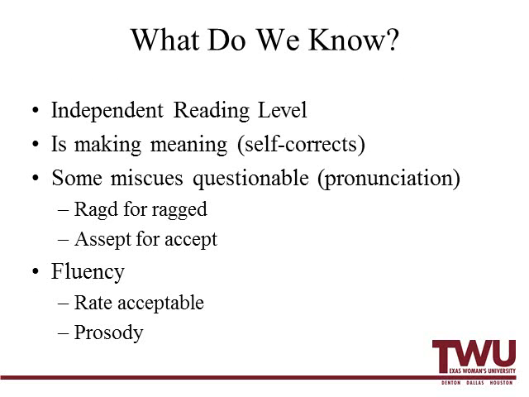So what do we know about Joey's oral reading? Well, this level 4 narrative passage was definitely within his independent reading level. You can see that he is making meaning. He self-corrects when he needs to. Some miscues, it's hard to tell whether you mark it as a miscue or not. When he says ragged for ragged, it's minor. He says accept for accept. It's hard to tell whether he really knows what that word means and he's just mispronouncing it. And so those are very minor miscues.